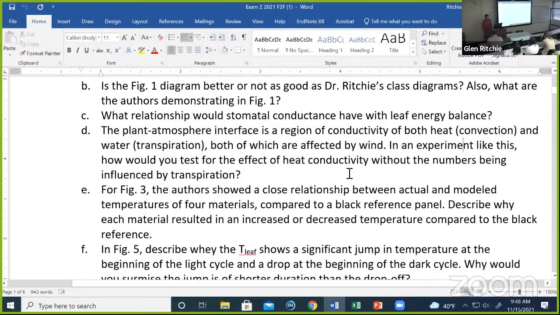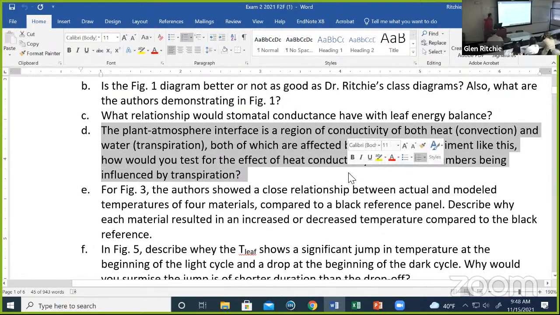This one I thought was interesting, on how do you test the effect of heat conductivity without the numbers being influenced by transpiration. Many of you gave some really interesting answers, like high humidity environments or stress the plant leaves to where they no longer have any conductance. You're doing some pretty mean things to those plants.